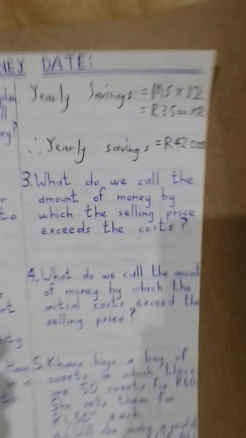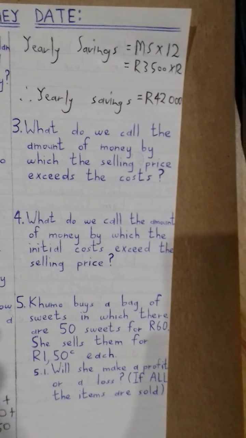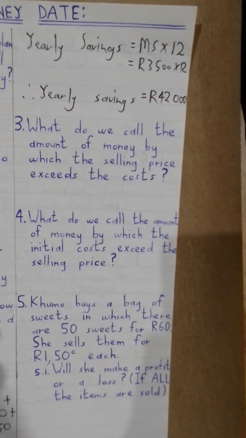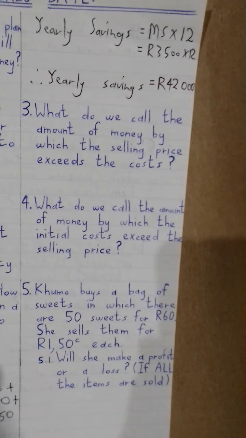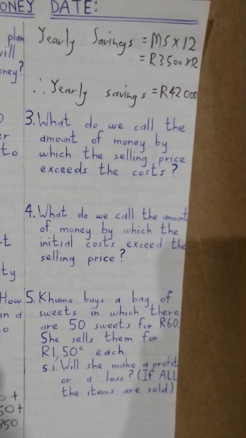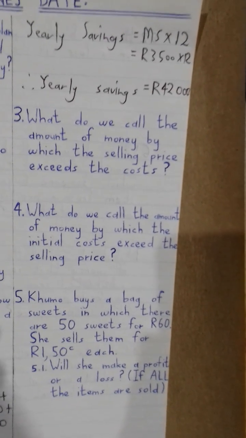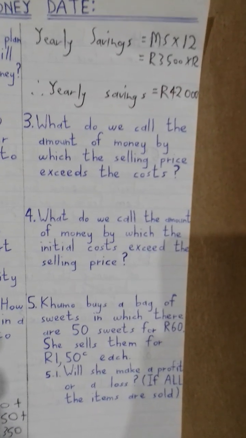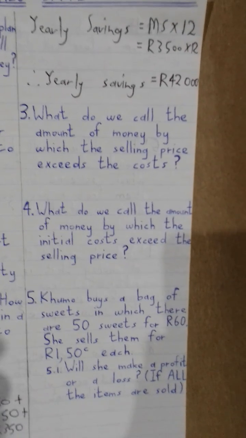Okay. Number 3 states, what do we call the amount of money by which the selling price exceeds the cost? Remember, when the selling price is greater than the cost, that is called a profit.